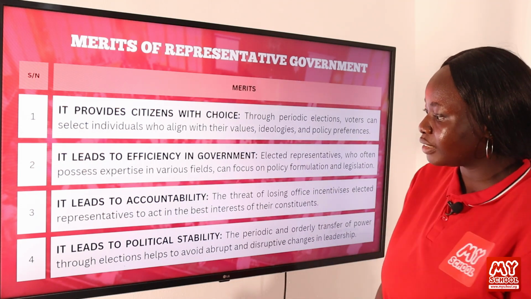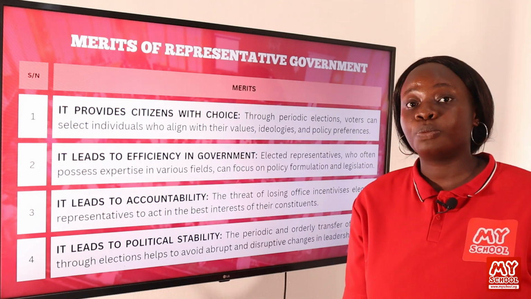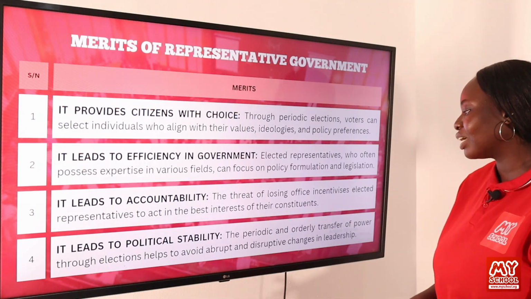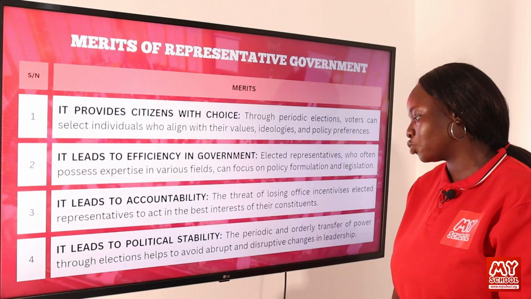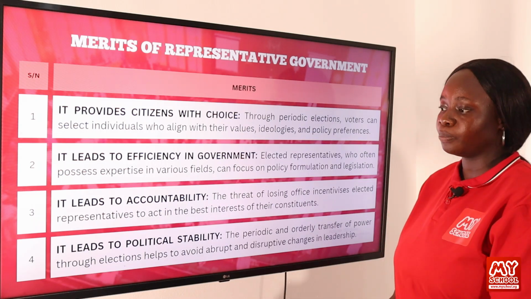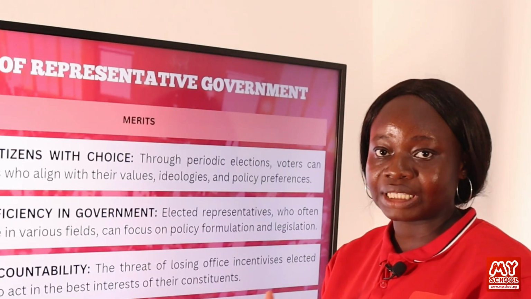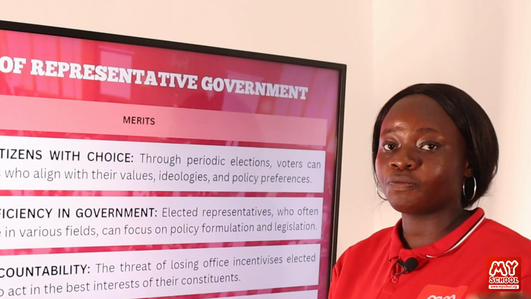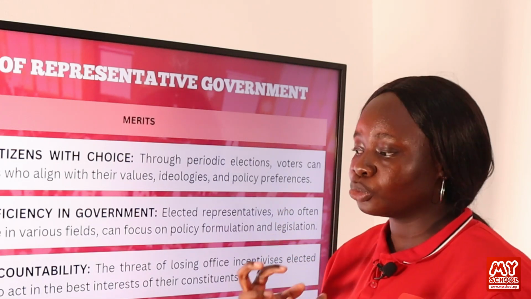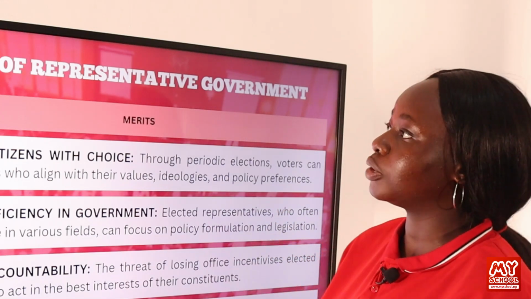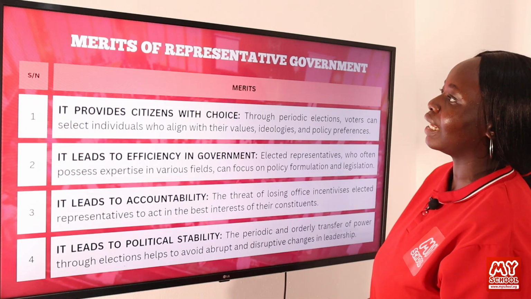Another merit of representative government is that it leads to political stability. So the periodic and orderly transfer of power through elections helps to avoid abrupt and disruptive changes in leadership. So every 4 to 5 years, there is always an election, and then you transition from one leadership to another. This helps to create political stability within the country. Now let's move on to another slide.